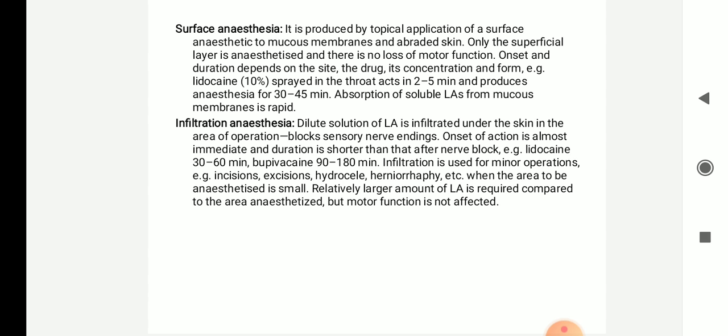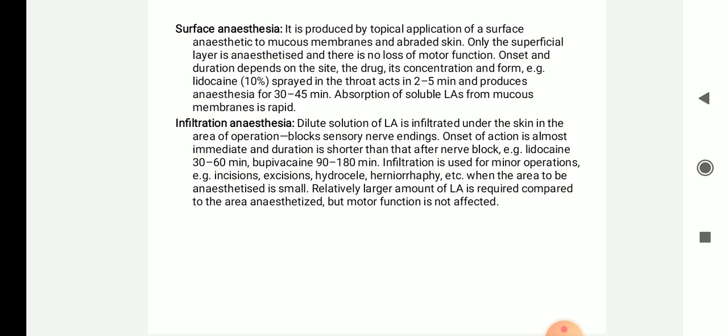So surface anesthesia. As its name suggests, you will apply it to the surface of your skin. It is produced by topical application of the surface anesthetics to the mucous membrane, where your mucous membrane is present. You can also apply it to abraded skin. Abraded skin means torn skin. Only the superficial layer is anesthetized, so only the upper layer is anesthetized and there is no loss of motor function.